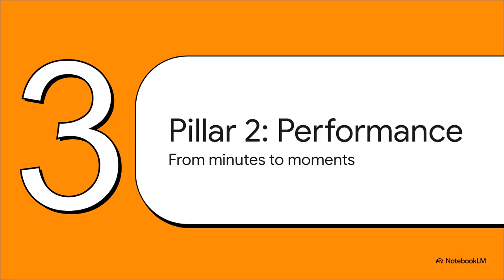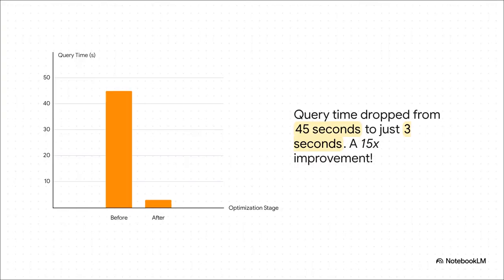Okay, so your system is available. That's fantastic. But is it fast? That brings us to our second pillar, performance. This is all about getting rid of those soul-crushing loading spinners and turning frustrating waits into moments where people can actually get work done. And look, the impact here can be absolutely massive.